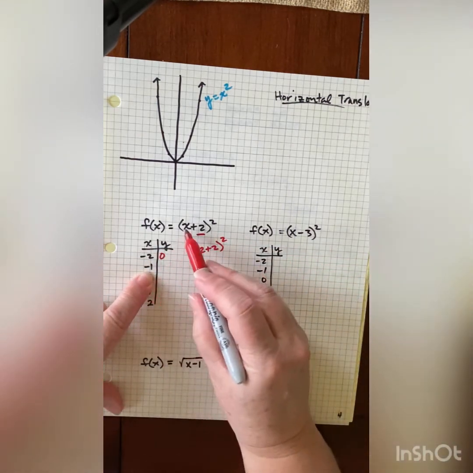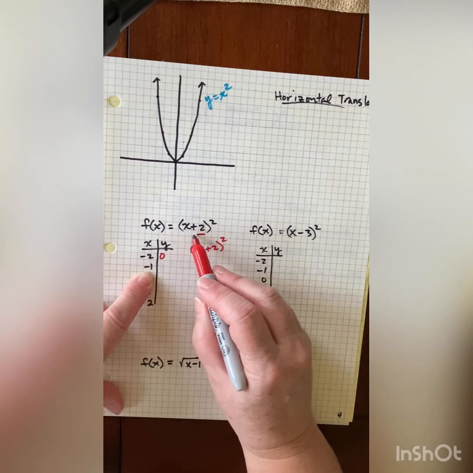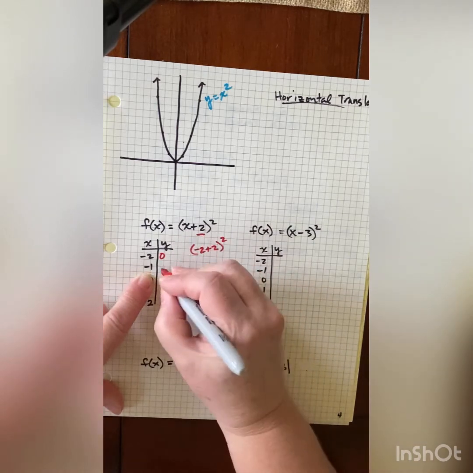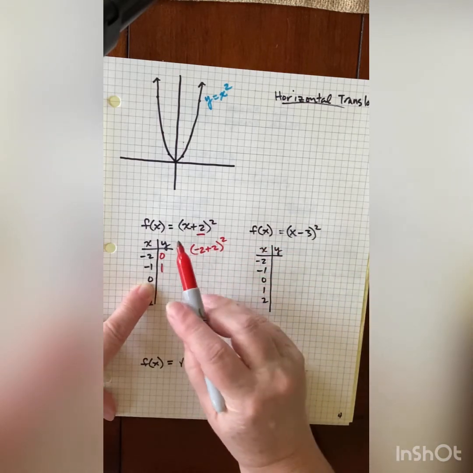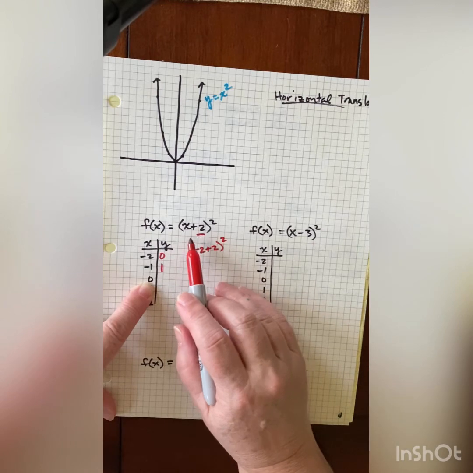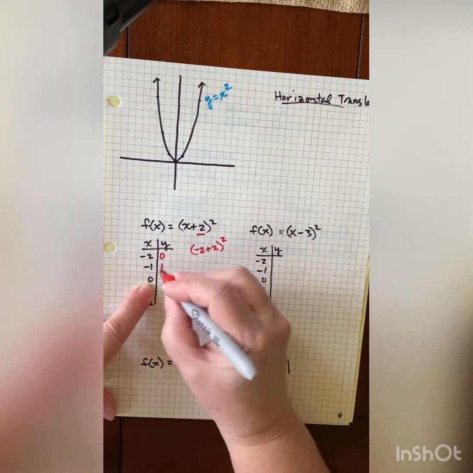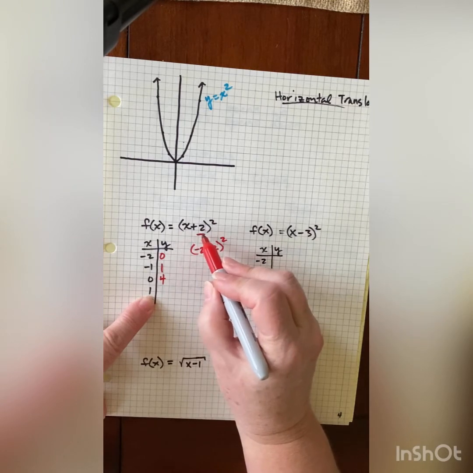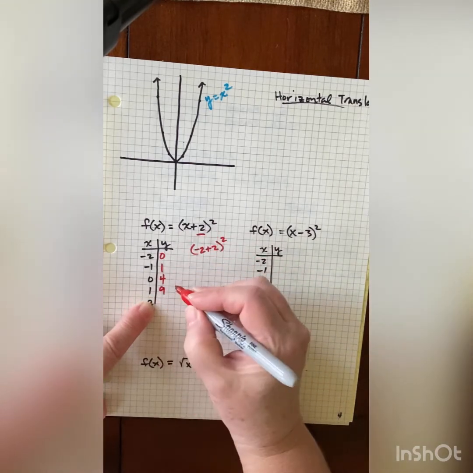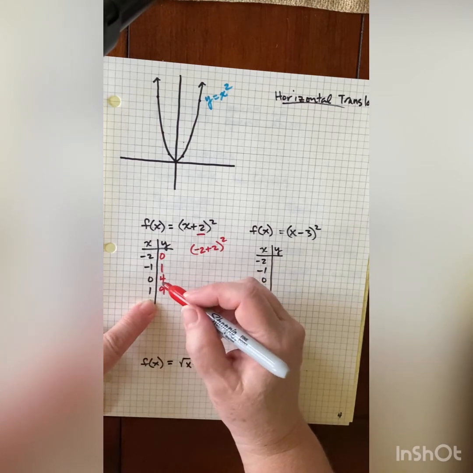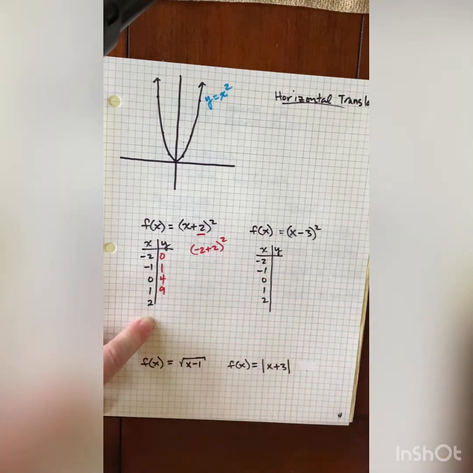Okay, let's put a -1 in there. So -1 plus the 2 will give me a +1. Square it, that'll give me a 1. Let's put a 0 in there. So I'll have 0 plus 2 gives me 2. Square it gives me a 4. Put a 1 in there. That'll give me a 3. Square it gives me 9. Well, this is getting way off of my graph now. So let's stop going that direction and let's go the other direction now.